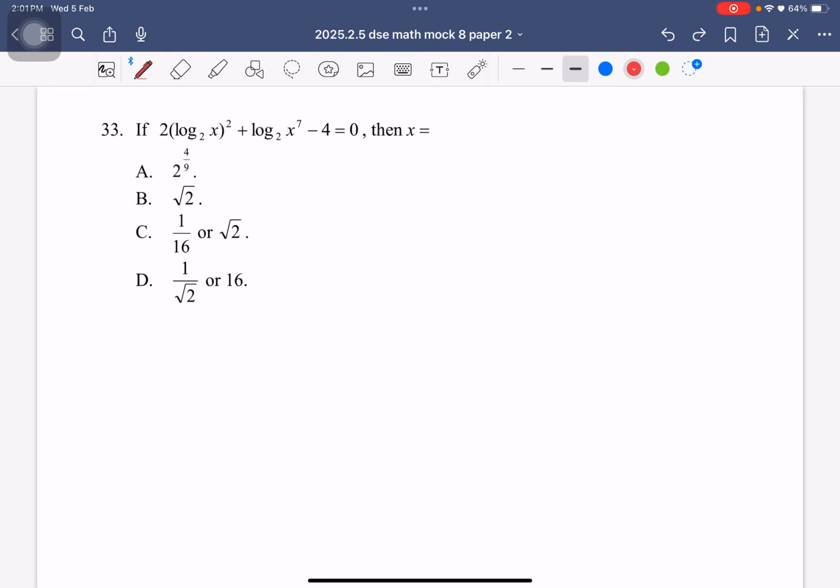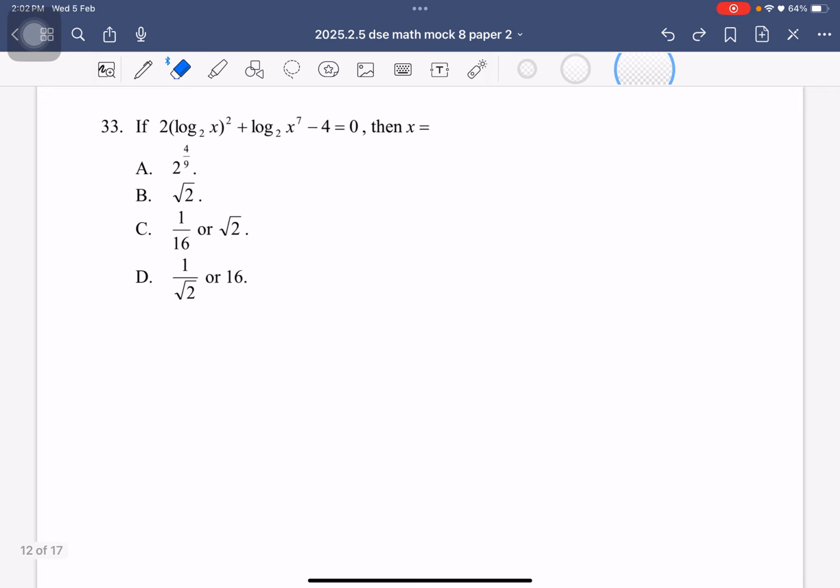Alright, just listen and concentrate. So now we have 2 log base 2, and then you press the comma, and then you press x. And then take the square, and then plus log base 2 x to the power of 7, close bracket, and then minus 4. Can all of you press this? But our x is a different value, isn't it?